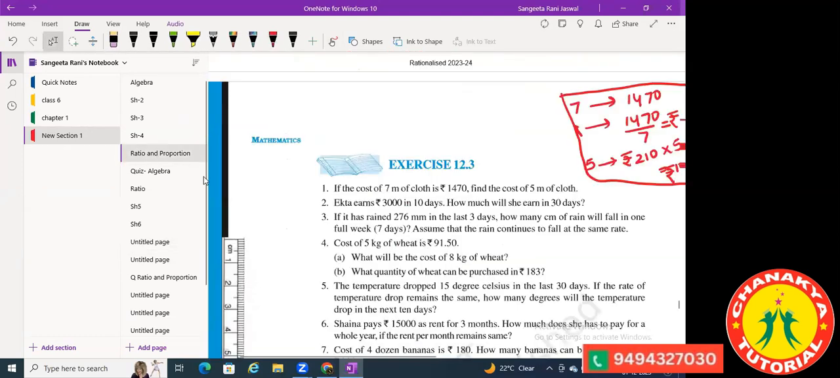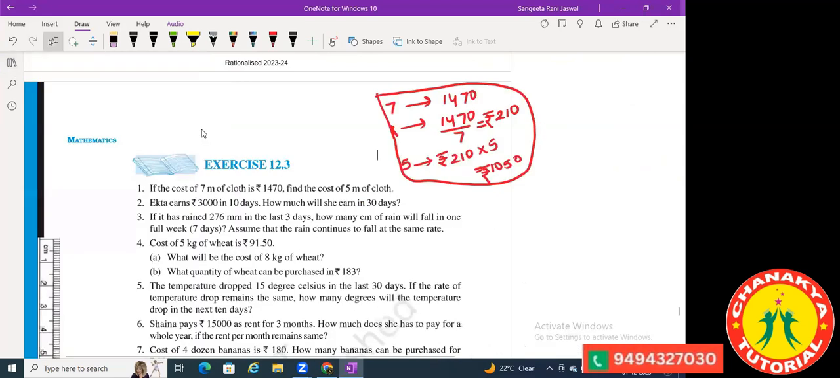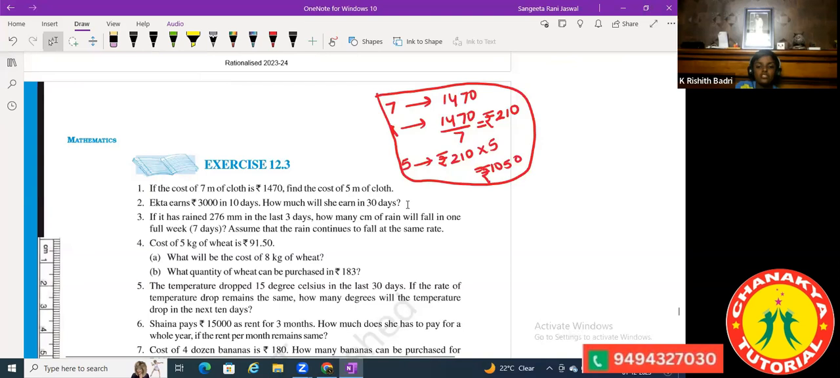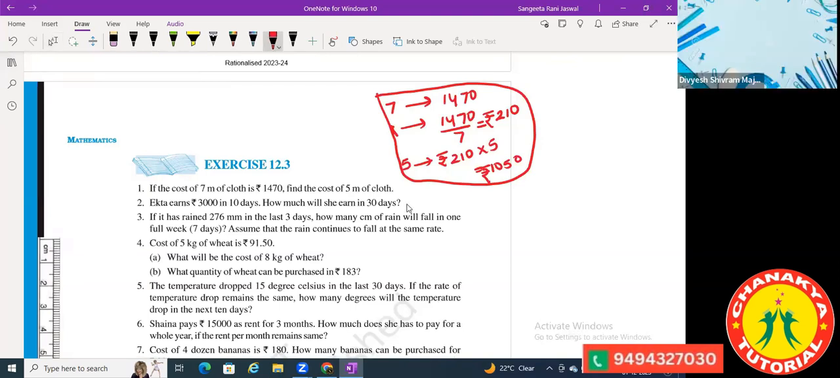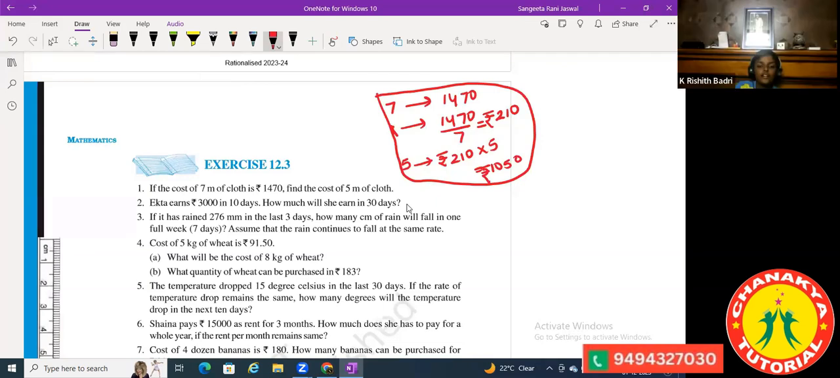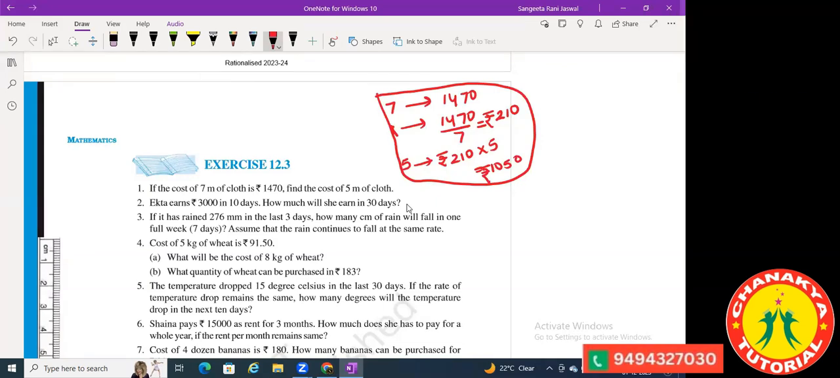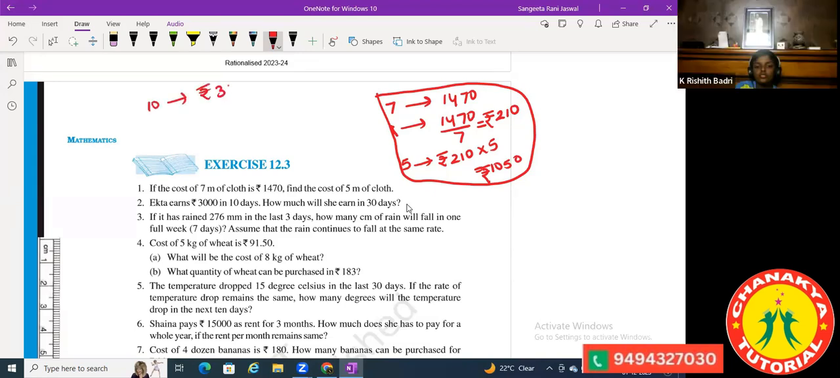Okay, so let's see the next. Ekta earns rupees 3,000 in 10 days. How much will she earn in 30 days? Amount earned in 10 days by Ekta is equal to 3,000. In 10 days, she is earning rupees 3,000. So you will find the earning of 1 day.